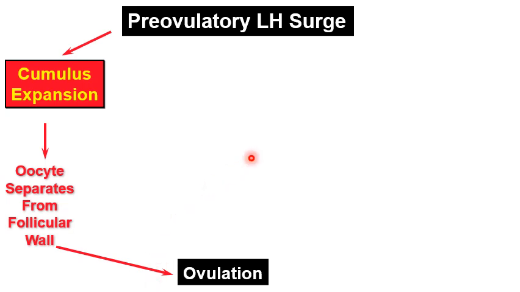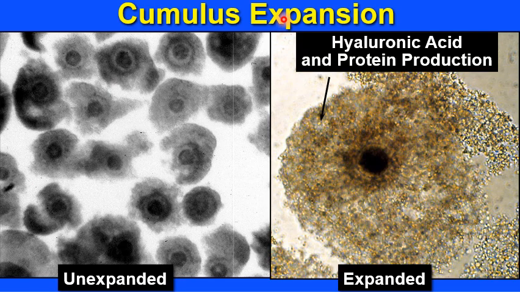Of course, the very important factor that will lead to ovulation is the preovulatory LH surge. One of the effects of the preovulatory surge is cumulus expansion. The cumulus expansion will separate the oocyte from the follicular wall, which will contribute later to ovulation. So this is a close-up look of the cumulus expansion that is brought about by the preovulatory LH surge. The picture on the left is the unexpanded portion.